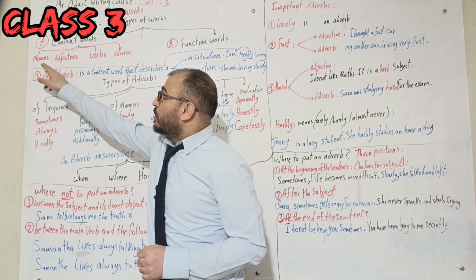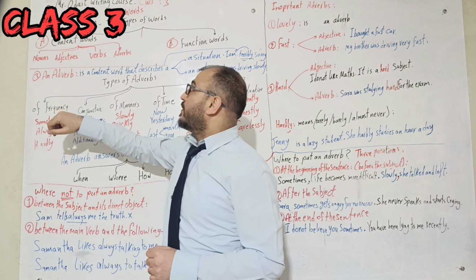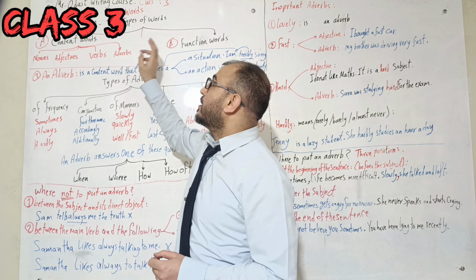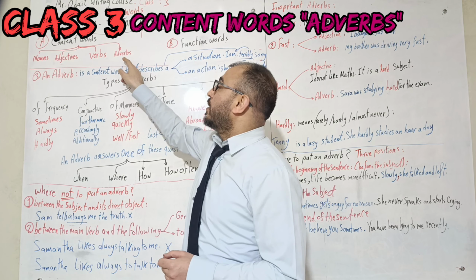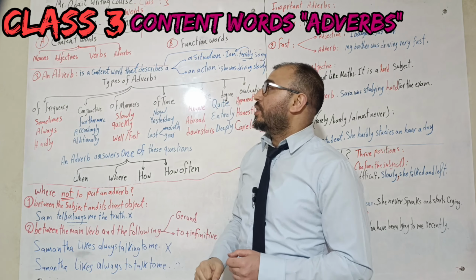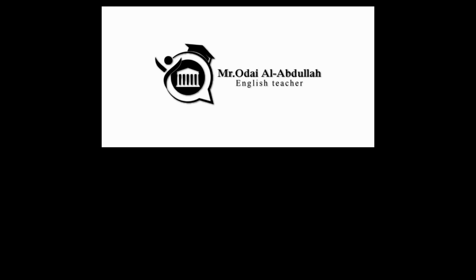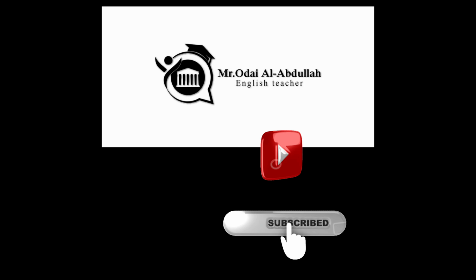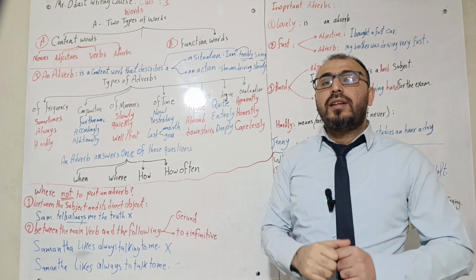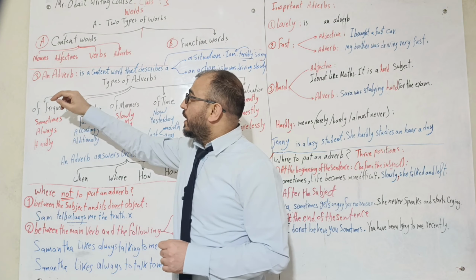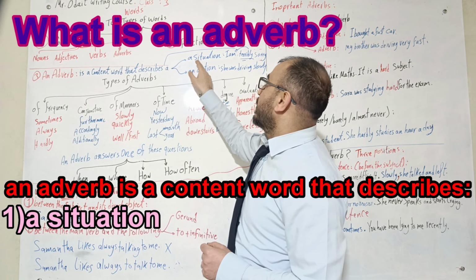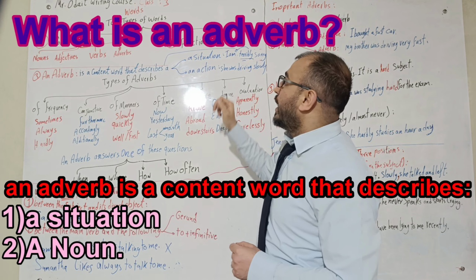In the first class, my friends, we talked about nouns and adjectives. In the second class we discussed verbs, and today in the third class we are going to discuss the fourth and the last type of content words, which is adverbs. Let's start by defining the adverb. What is an adverb? An adverb is a content word that describes a situation or an action.